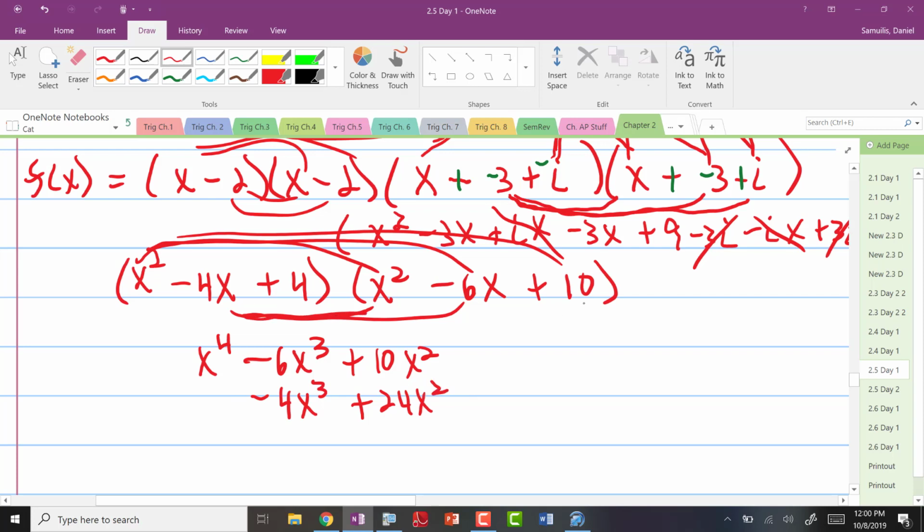You know what I'm doing? I'm organizing them, right? I've seen this before, right? I've done this before, huh? Just put them in like terms order. And then minus 4x squared. Or plus 4x squared. Wrong. Plus 4x squared.